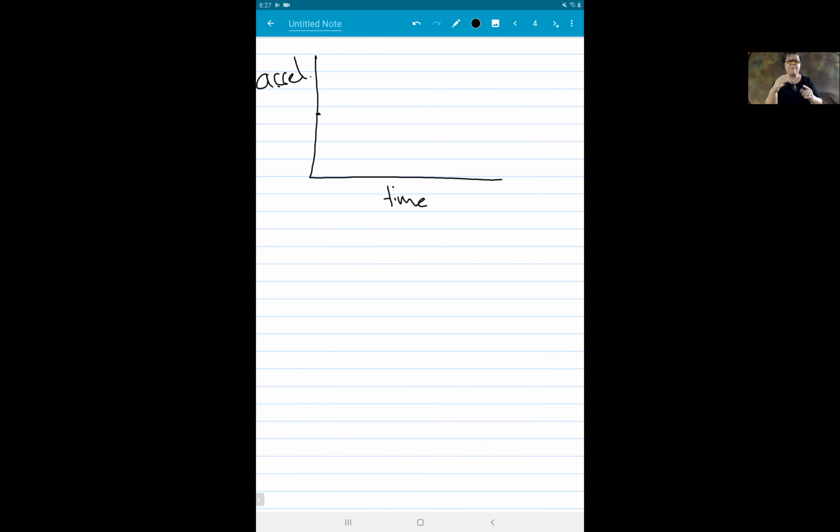if the two carts have the same mass, you'll see something like this. That's what you'll see for the acceleration as well.